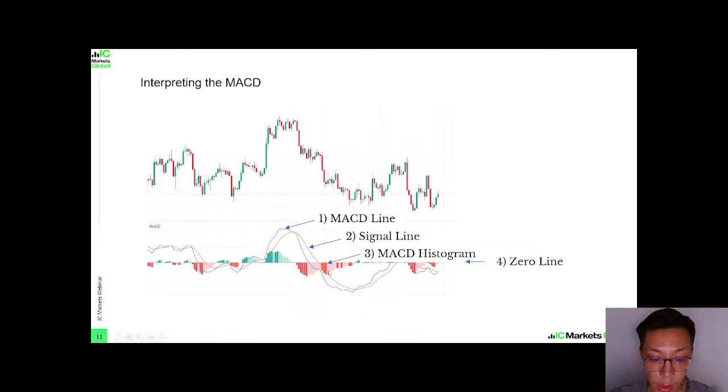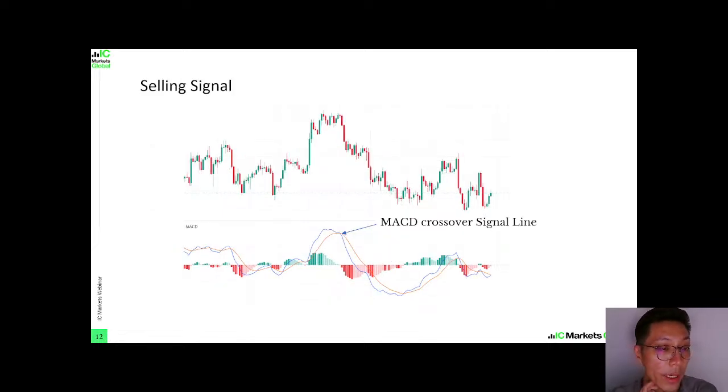Alright, then for the MACD histogram, the stronger the bars are, you can see there are so many red bars over here, the stronger the sell opportunity. Then for the zero line, I would say just ignore it, because I usually don't really pay attention to the zero line. More so, you should pay attention to the MACD line, signal line, as well as the MACD histogram.